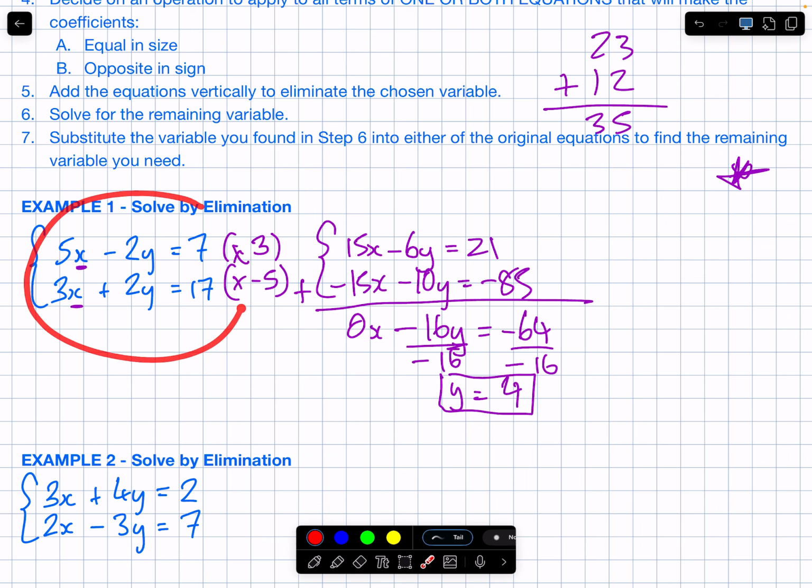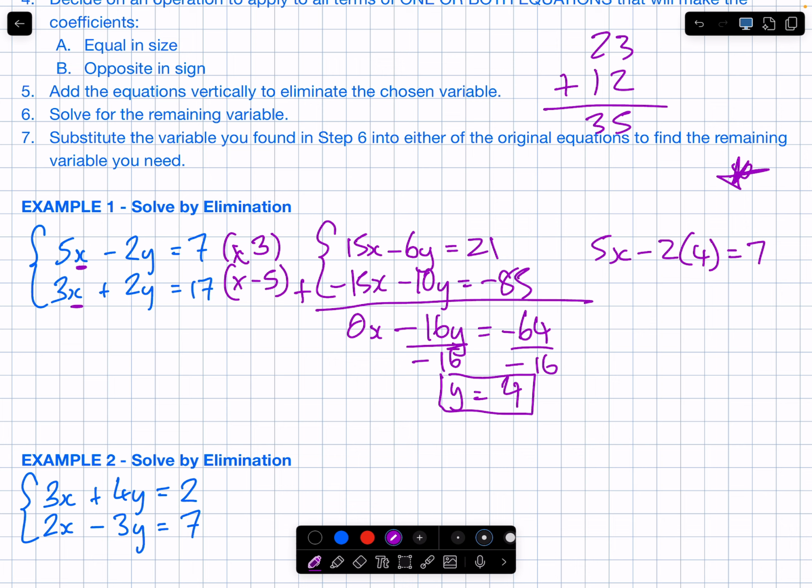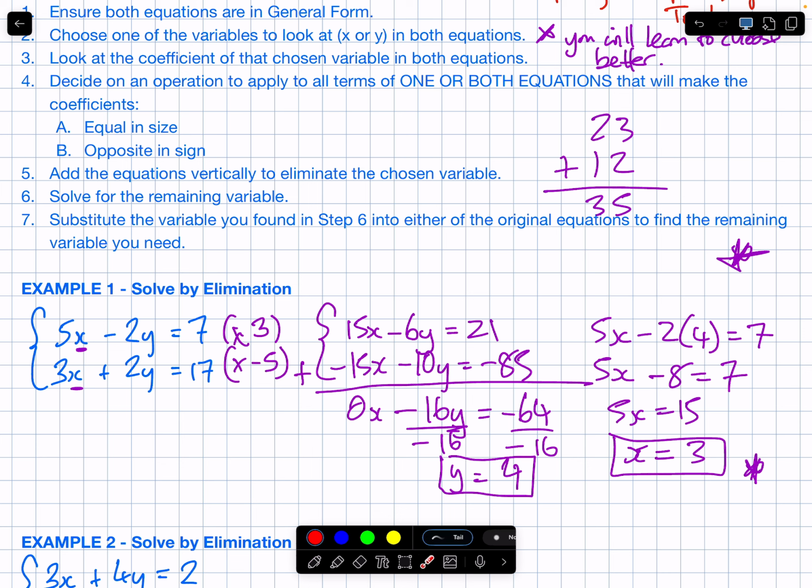Which is the easier looking one of the top two? They're both kind of similar. I don't like 17, so I'd probably do this one. So if I've told you that y is equal to 4, I'm going to go 5x, take 2 lots of 4, equals 7. 5x minus 8 equals 7. Opposite of taking 8, adding 8, 5x is equal to 15. X is going to be 3. I'm done now. Okay?